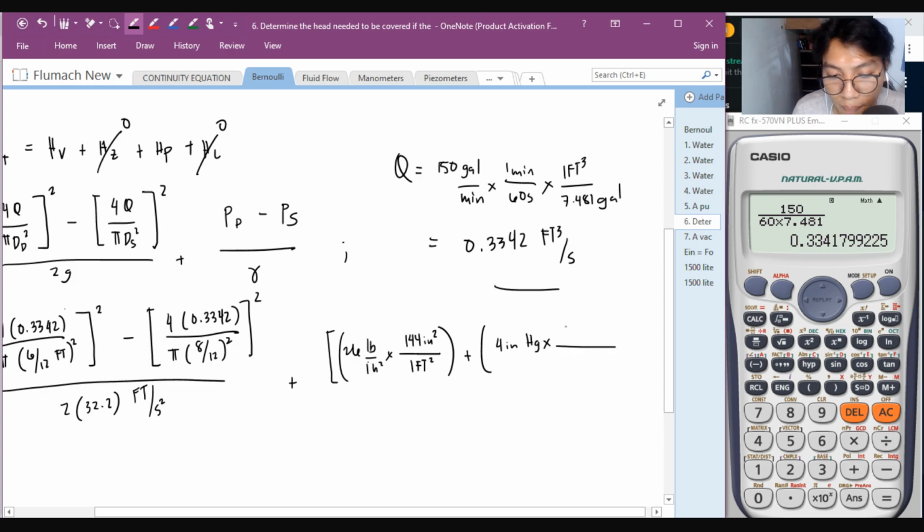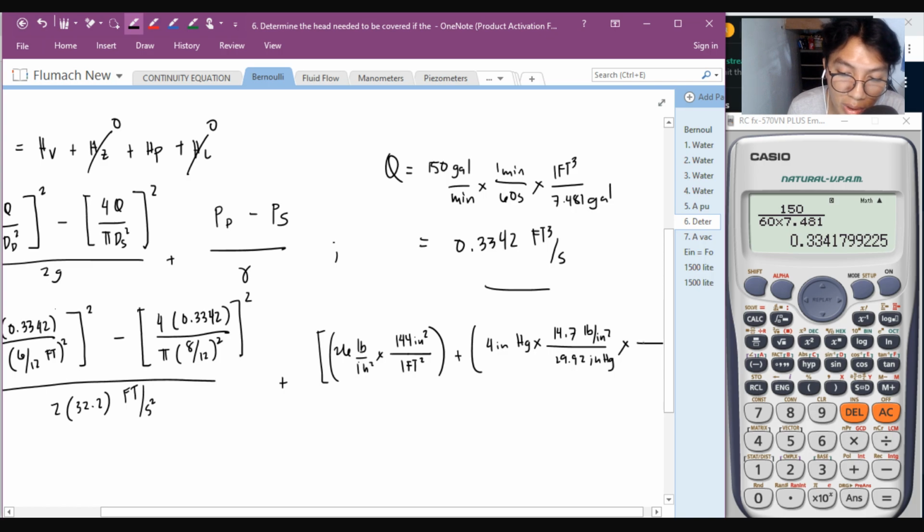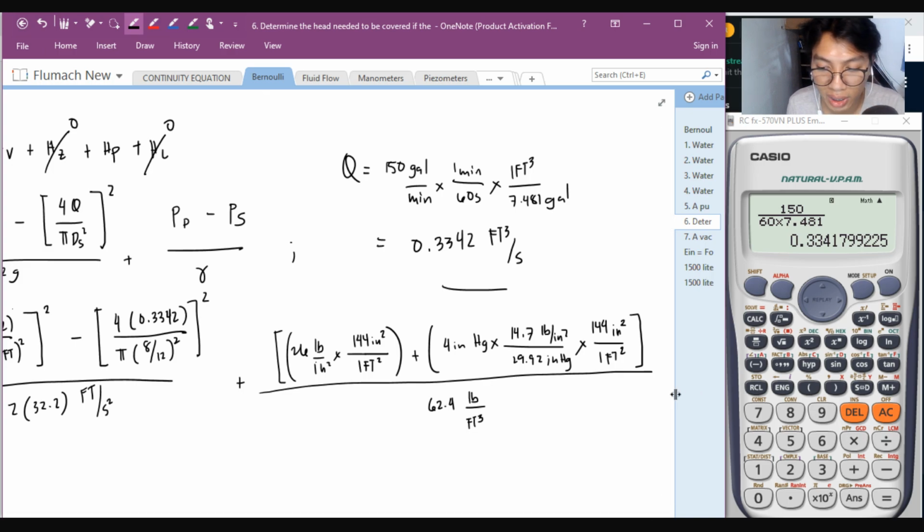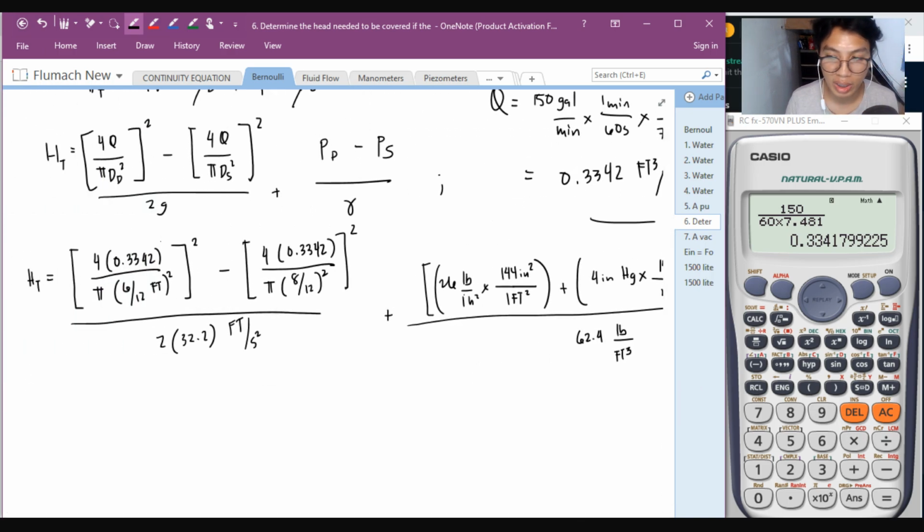Multiplied to PSI, 14.7 pound per inch squared. Divide by 29.92 inches HG. Makakancel yung unit na yan. Kulang ka pa ng conversion factor. Pag may nakita kang pound per inch squared, i-multiply mo na kagad ng 144 inch squared over 12 inch squared, 1 foot squared. Divided by 62.4 pound per feet cube. Ang lalabas dyan, feet lang. Dire-diretsong solving. Okay? Unahin natin to.